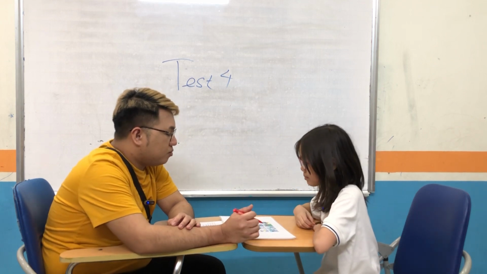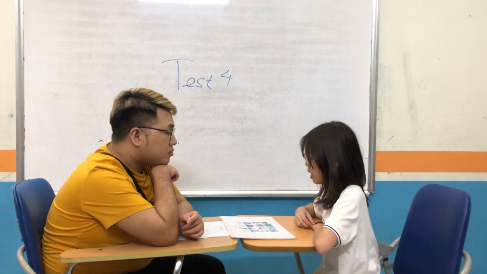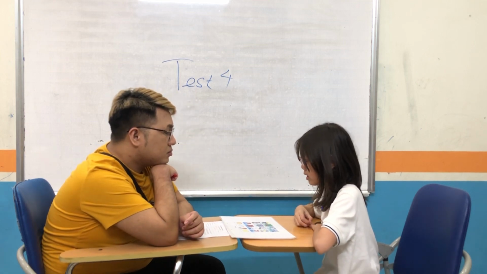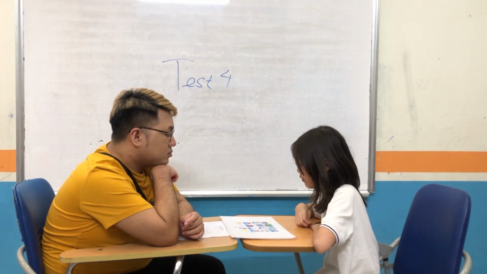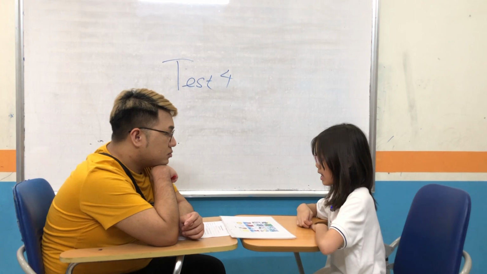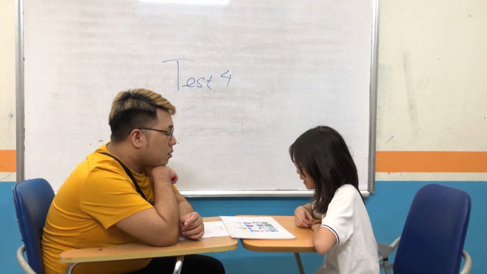Number two. Picture two is different because pictures one, three, and four are brown, but picture two is black and white.